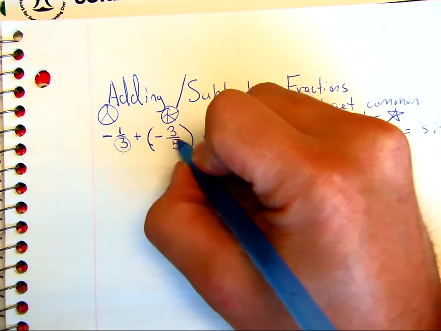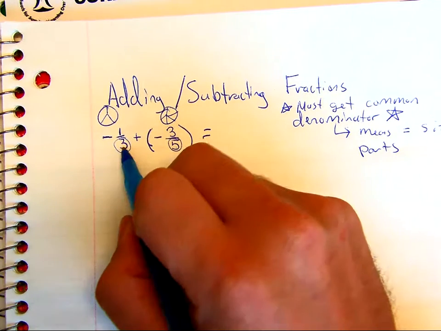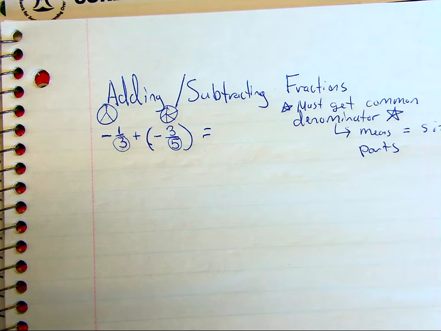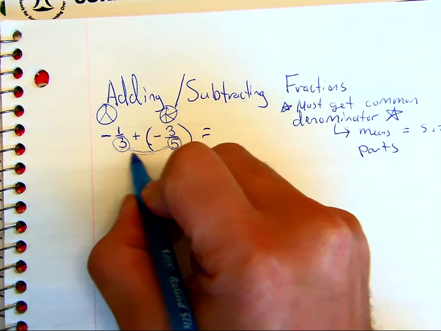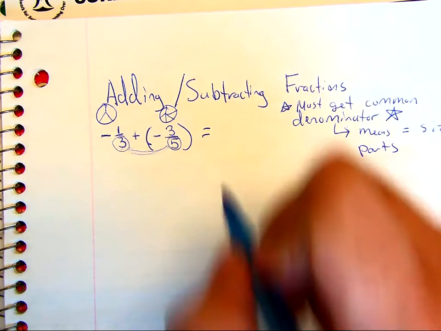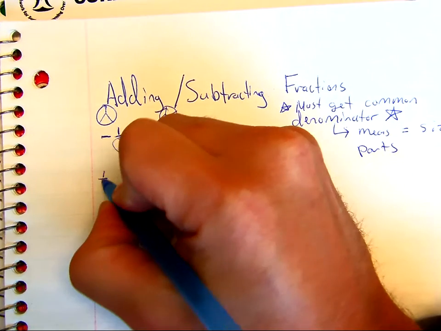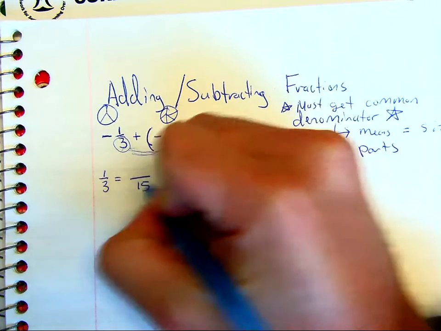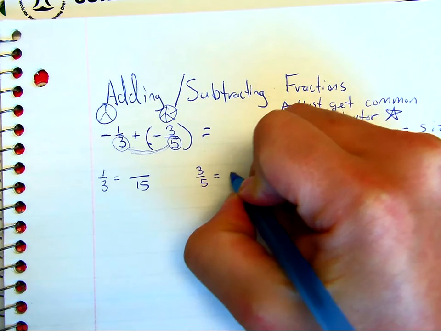So I look at the denominators and I try and figure out what common multiple they have. What can 3 go into that 5 can also go into? And one way to do it is to multiply these two together. It's not always going to be the smallest, but it will always work. 3 times 5 is going to get me to 15. So I want to change 1/3 into 15ths and 3/5 into 15ths.